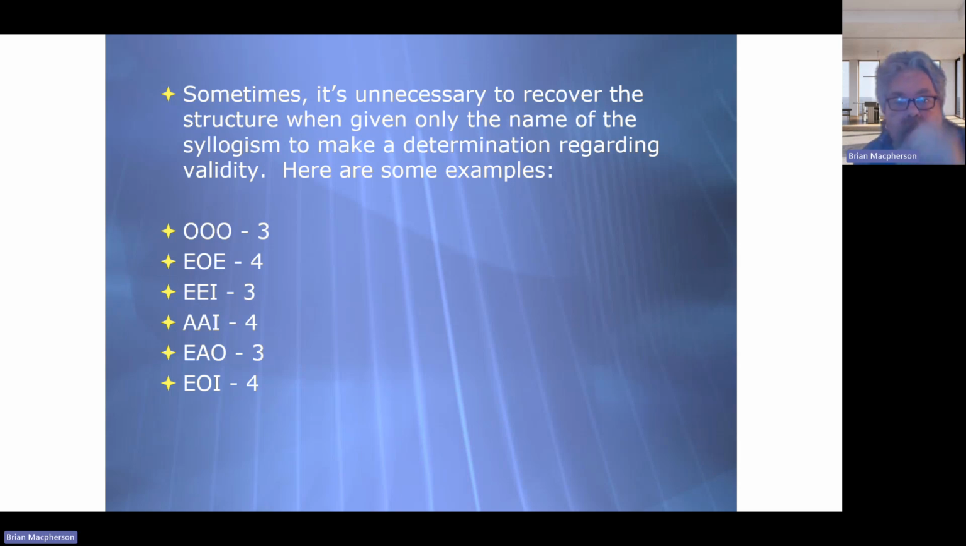Finally, let's look at EOI-4. Again, we know that this is invalid. Why? Because it has two negative premises. Moreover, it has a negative premise, but doesn't have a negative conclusion. So sometimes you can just look at the syllogism and tell right away whether it's valid or invalid using the rule technique.